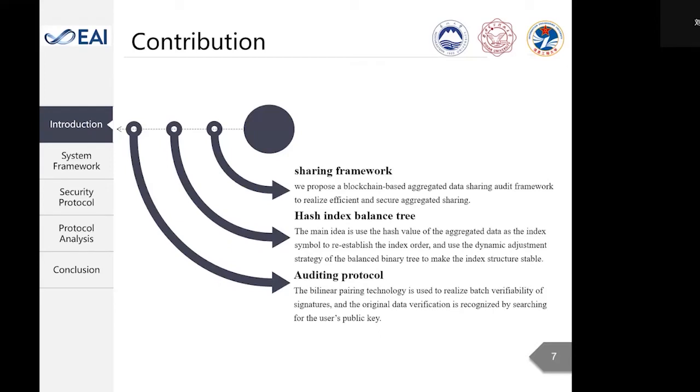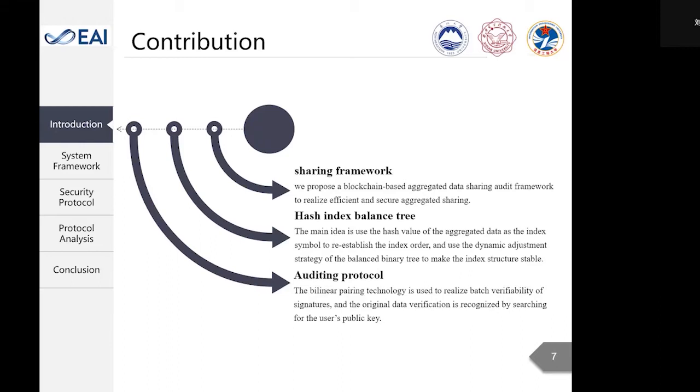We propose a blockchain-based public auditing scheme for aggregated data sharing in edge-assisted Internet of Things. We named it BA-Audit. The main work is introduced in three parts. Firstly, we propose a data sharing framework, including aggregated data auditing, where the blockchain is used as a bulletin board for published data digest information.